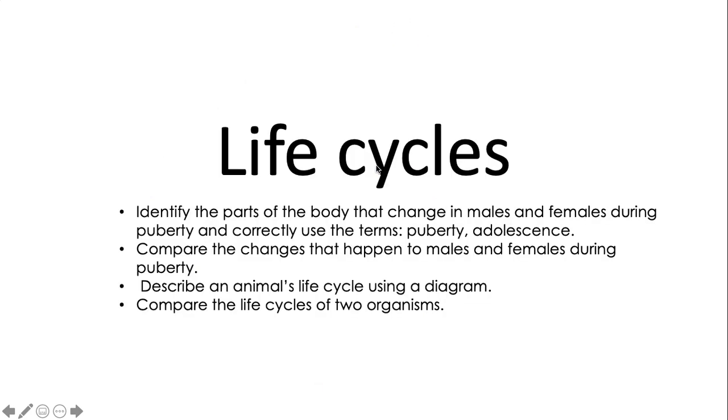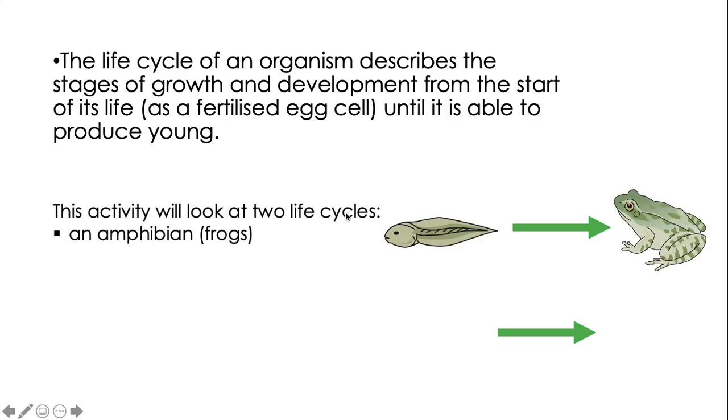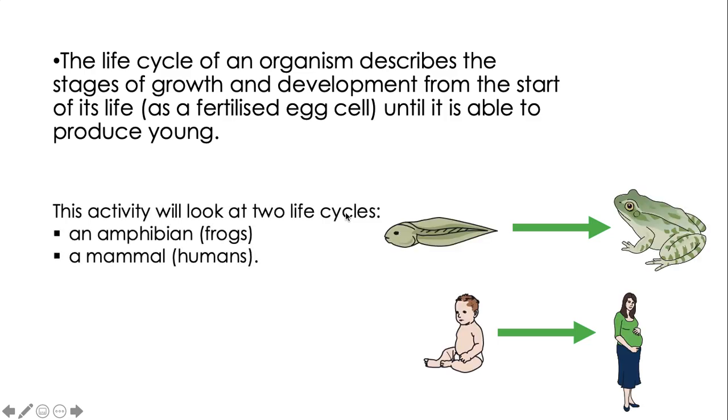So life cycles, the first two learning objectives are parts of the body that change in male and females. We've looked at those already in the task comparing the changes between male and female humans. And then this part is describe an animal's life cycle using a diagram and compare the life cycles of two organisms. The way that we're going to assess that is I'm going to ask you to complete a table where you look at differences between the life cycles of frogs and humans. So we've got a frog and a human.